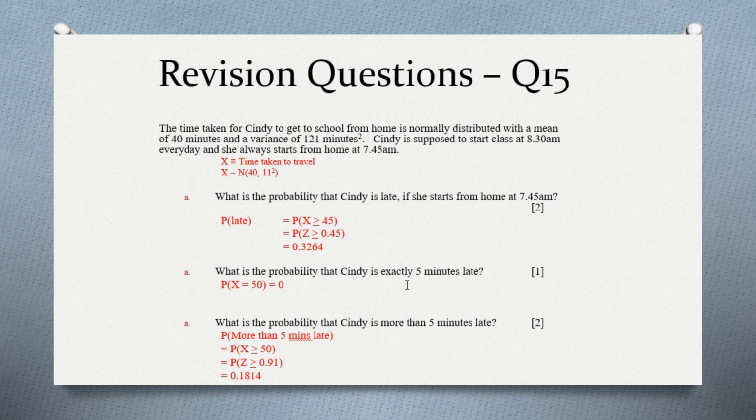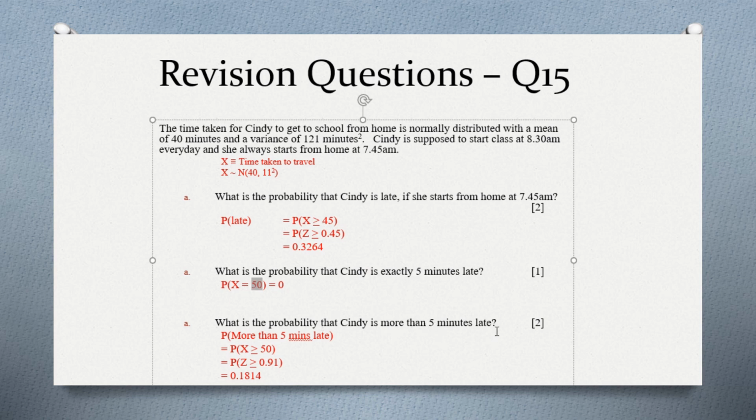I already told you exactly 5 minutes late. Exactly 5 minutes late, a lot of students will ask me, why is it not x equals 5? 5 minutes late means it took her 50 minutes to travel, not 5. You understand? Okay? So it will be equal to 0 because this is normal distribution.